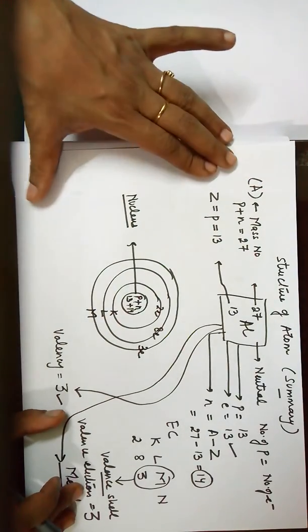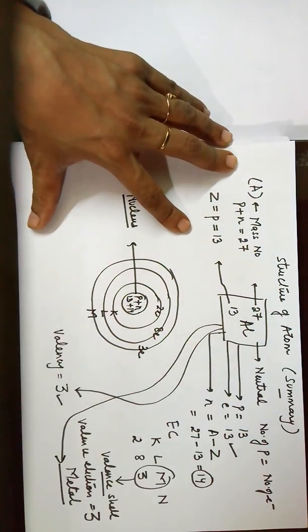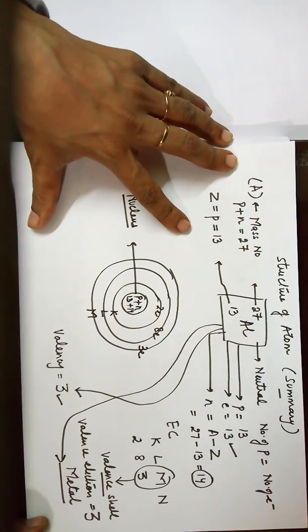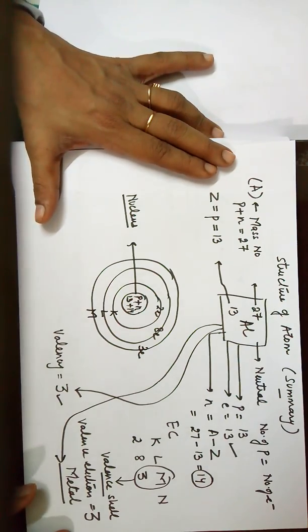So there is a lot of information that can be derived from the symbol of an atom. With this, we come to the close of the summary class of structure of atom.